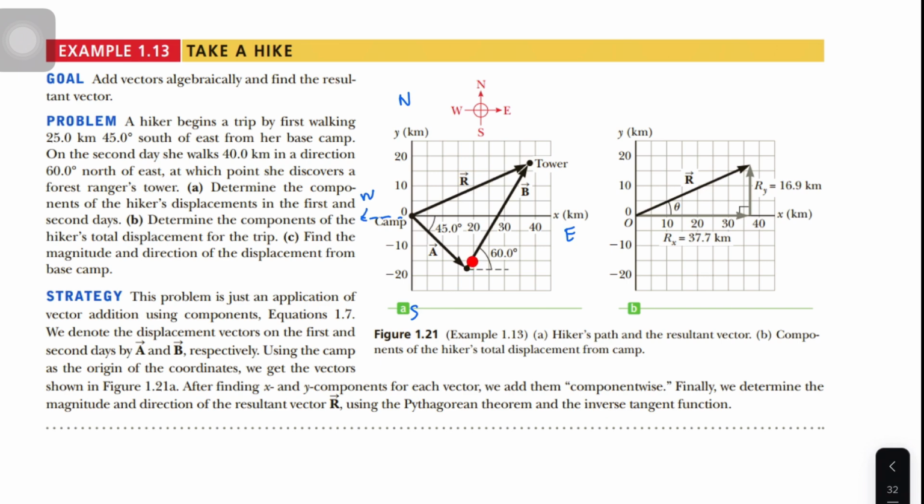Now for vector B, the second vector, 60 degrees north of east. Take a look at this, north of east.